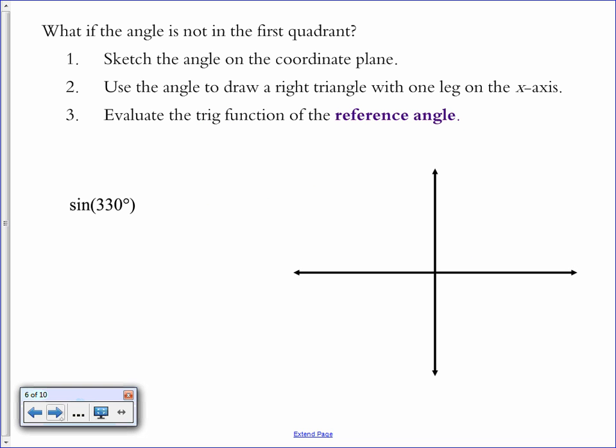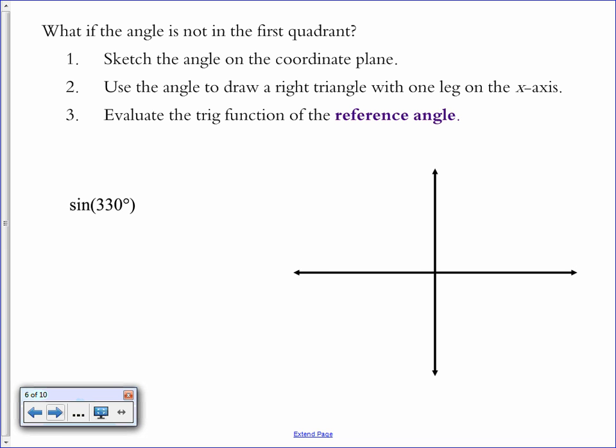So how are we going to get to the sine of an angle that's outside of the first quadrant? If you write down these 3 steps, we'll follow them to figure out the sine of 330 degrees. I'm going to jump right into this example. You may want to pause and write down the steps first, and then watch the example.